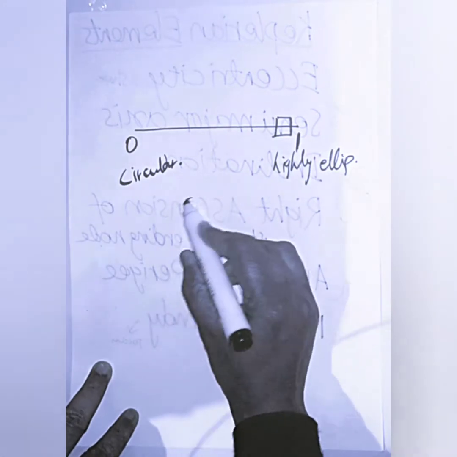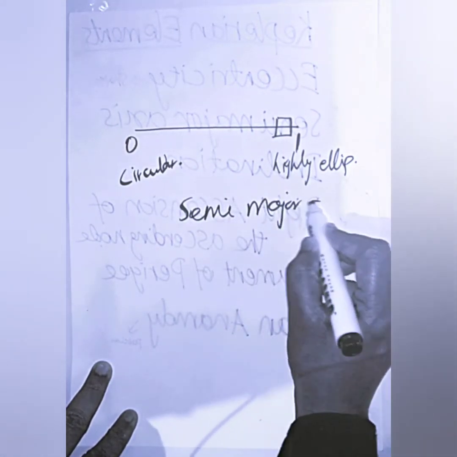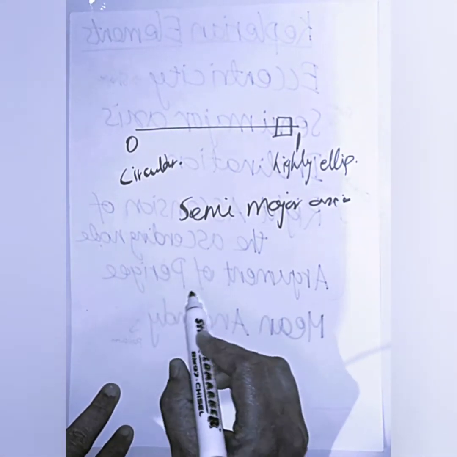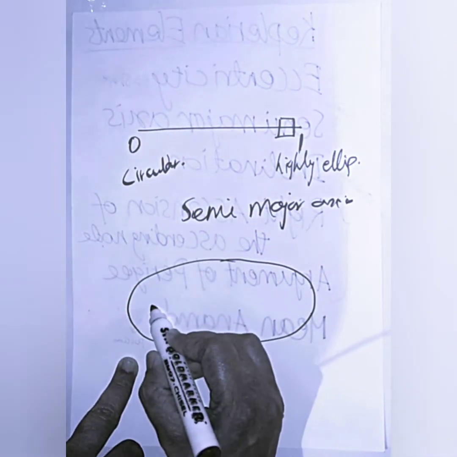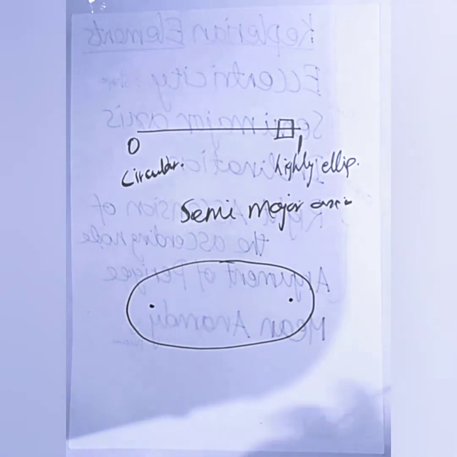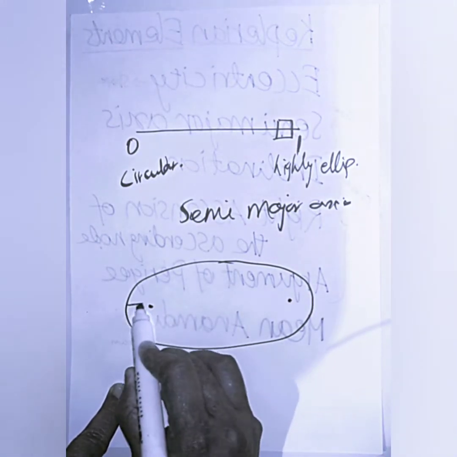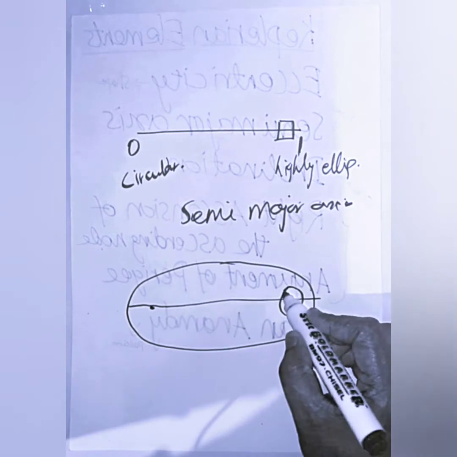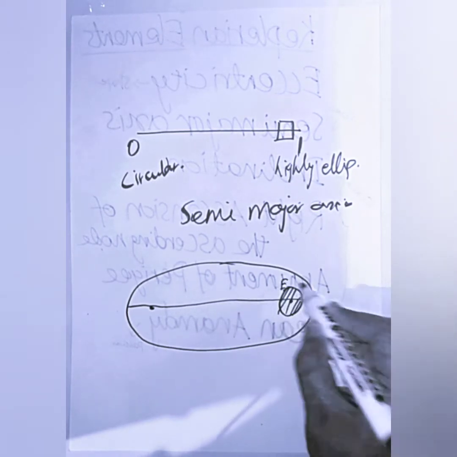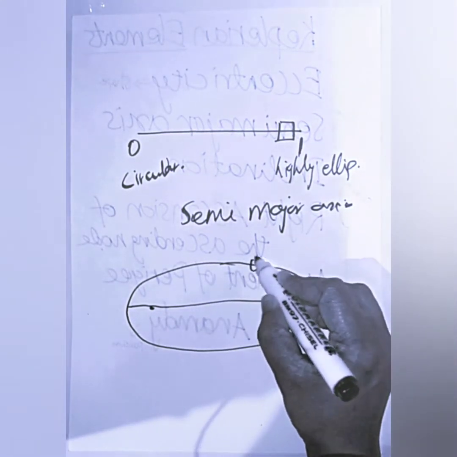Now the semi-major axis. Let us assume an elliptical orbit. An ellipse has two foci, that means two focal points. Usually all ellipse shapes have two foci. Foci is the plural form of focus. So now let us assume the earth is at this focal point. So this is earth and this one is the satellite.